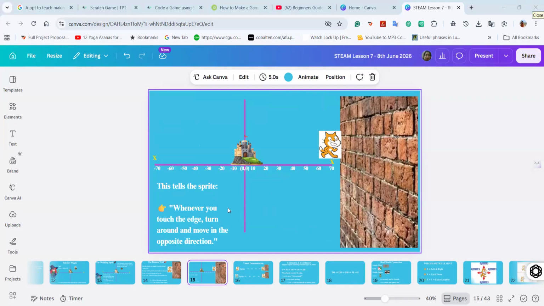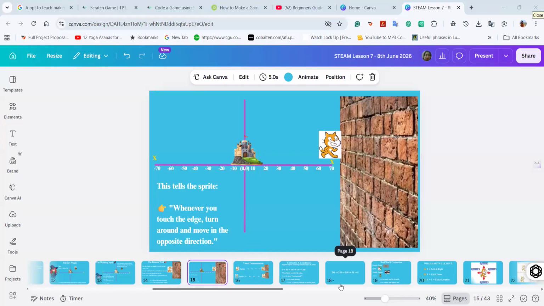This tells the sprite, whenever you touch the edge, turn around and move in the opposite direction. Okay. So translate. Somebody do the translation. Can Fahima quickly translate? Okay, Fahima, quickly.